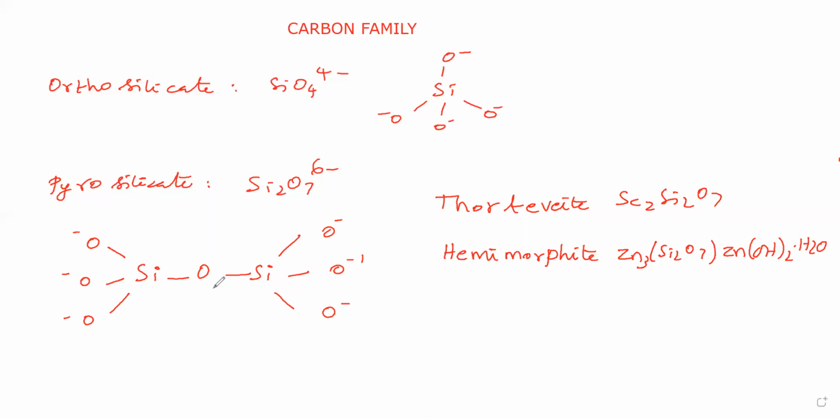Now here in this Si2O7 6 minus, this center oxygen is shared by 1 silicate unit here and 1 silicate unit here. That means this oxygen is shared by 2 silicate units in the pyrosilicate.